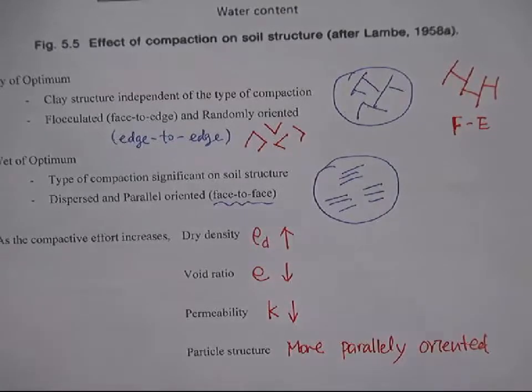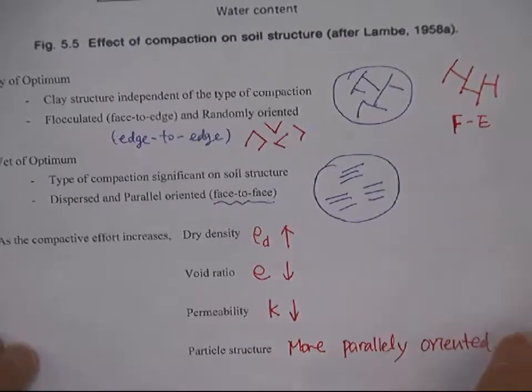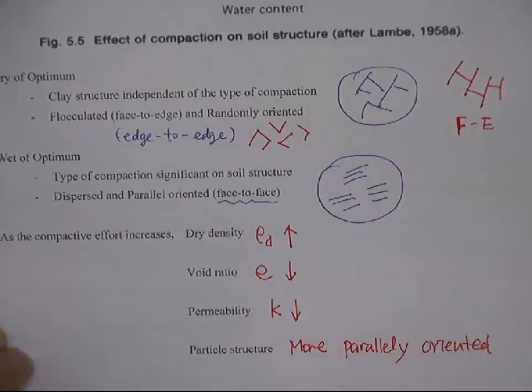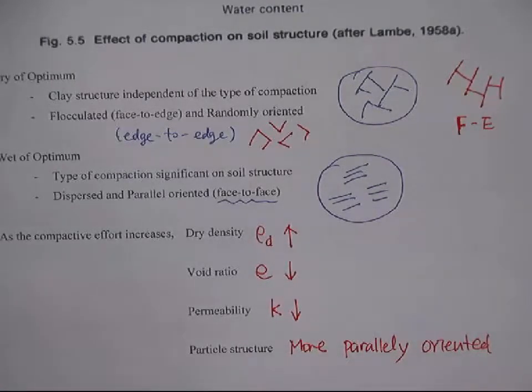Parallelly oriented means that they get aligned more parallelly, face to face, like this. Right? Edge to edge, face to edge, all together we call it flocculated structure.